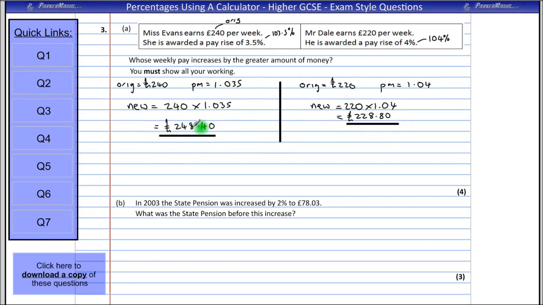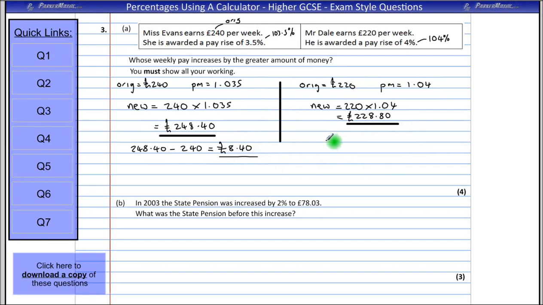Now we know what they both actually earn, we can compare them quite easily. Miss Evans earns £248.40, Mr Dale earns £228.80, so we need to make sure we answer the actual question. It says, whose weekly pay increases by the greater amount? So Miss Evans is going to be £248.40 minus £240, so hers has increased by £8.40.